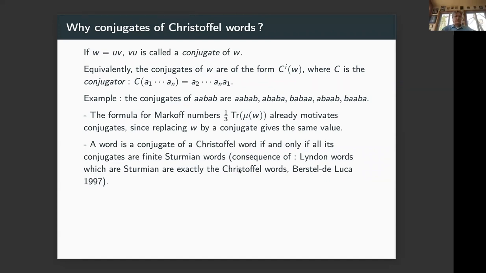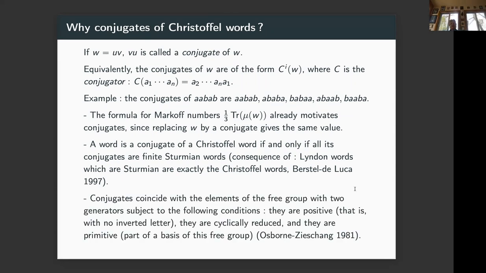Now, there's also a very nice result of Berstel and de Luca, which says that Lyndon words on the alphabet AB which are Sturmian, meaning that they are finite factors of an infinite Sturmian word, are exactly the Christoffel words. And this implies that a word is a conjugate of a Christoffel word if and only if all its conjugates are finite Sturmian words.